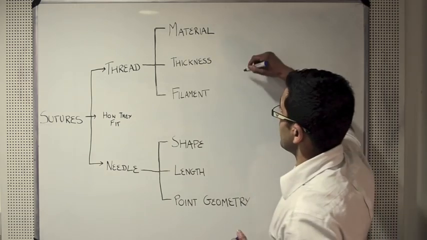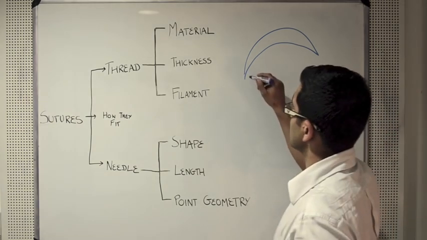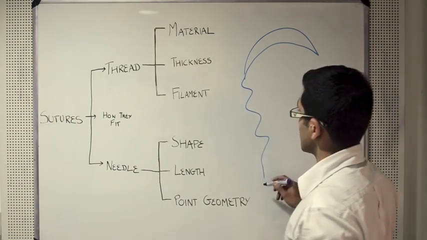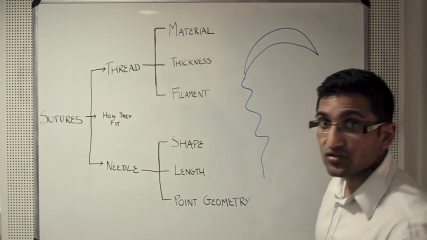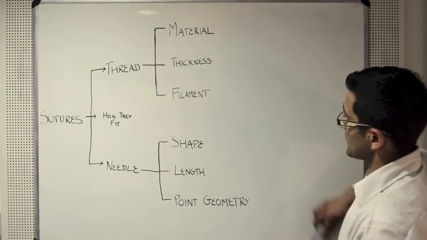Think about the suture itself. As I'm sure you all know, a suture consists of two different components, the needle as well as the thread. And as long as you think about the suture in this way, you won't go very far wrong. And that's how we'll structure the tutorial.